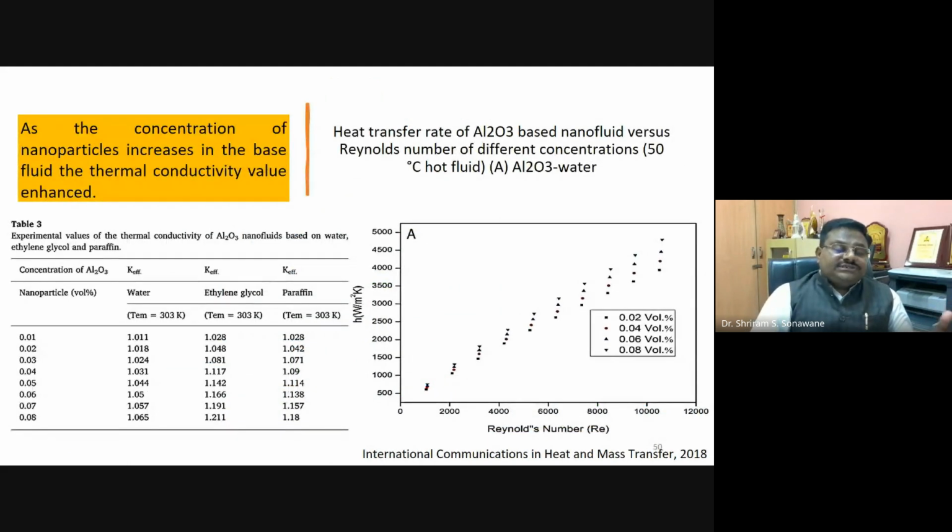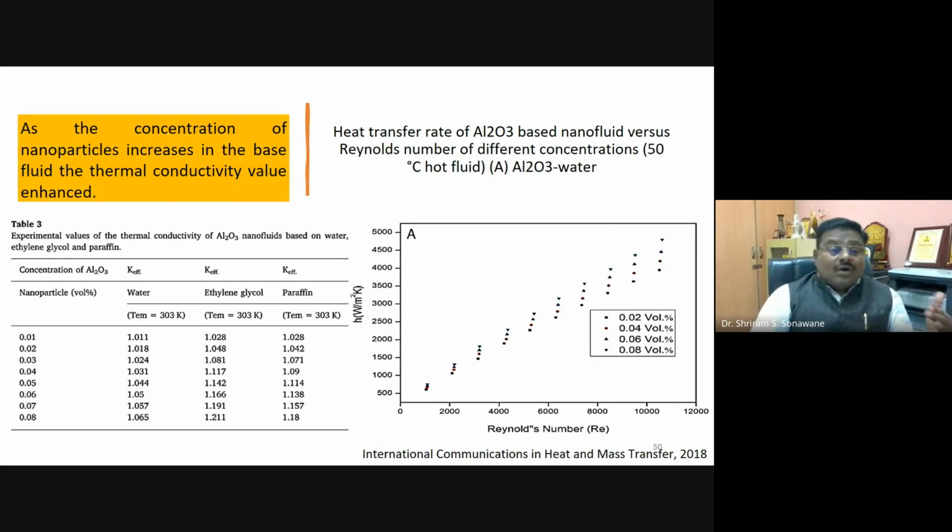So as the concentration of the nanoparticle increases in the base fluid, the thermal conductivity value enhances. Concentration of the nanoparticle means volume fraction of the nanoparticles. I have just given you an example of SPF, sun protection formula. Nowadays doctors recommend that you use 50 SPF cream to avoid our skin burning from the sunlight, because nanoparticles absorb the sunlight and repel the sunlight and do not allow the sunlight to get past it.